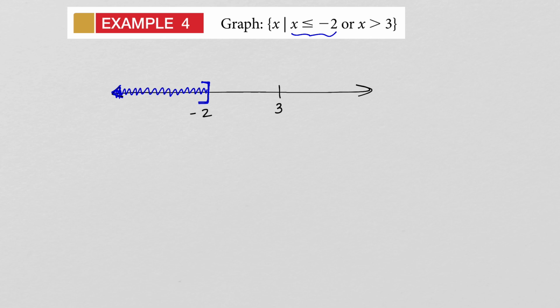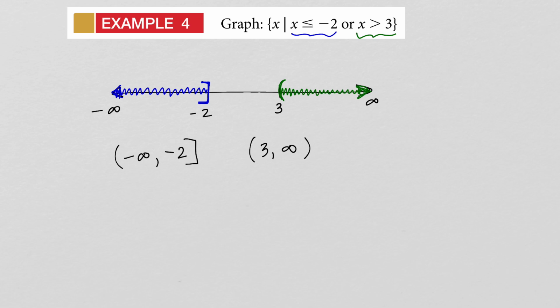And then I'm going to graph the other set of numbers, x is greater than 3, on the same number line. So if it's greater than 3, we are going to the right of 3 in this direction. But it's not equal to, so we're going to have a parentheses here. Now in the first set of numbers, we are coming from negative infinity. And in the second set of numbers, we are going to positive infinity. And so in interval notation, we are coming from negative infinity up to negative 2, including, and then we're starting at 3 and then going to positive infinity.